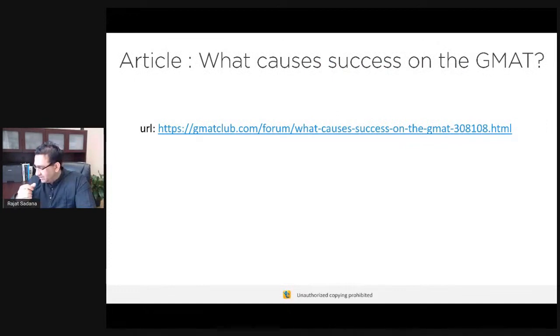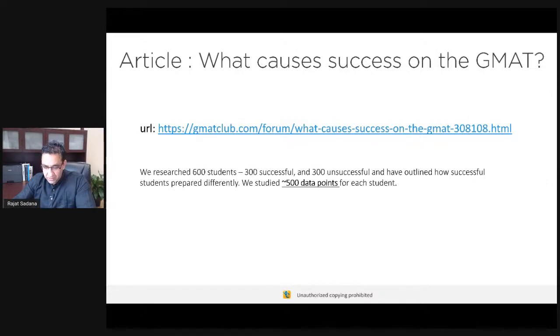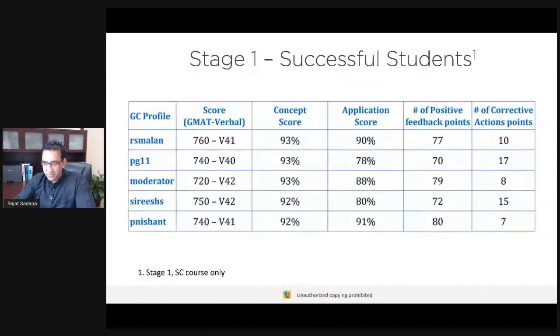And I talked about data, and I said we do a lot of research, and we wrote this article which says what causes success on the GMAT. We wrote it sometime in October, and in it we researched 600 students across 500 data points for each student, so about 300,000 data points. We outlined what successful students do and what unsuccessful students do, and there are certain key takeaways from here.